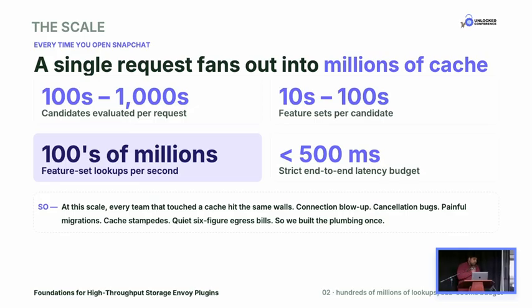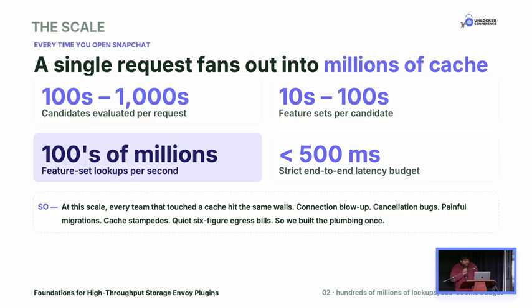So before I go into more details about this, first let's understand what scale I'm talking about. Whenever a user opens Snapchat, multiple recommendation systems get triggered, and they evaluate around 100 to 1,000 candidates for each request, which in turn, a candidate pulls hundreds of features. What this overall means is hundreds of millions of feature lookups is the scale we operate on. So all these requests are going to hit the cache.